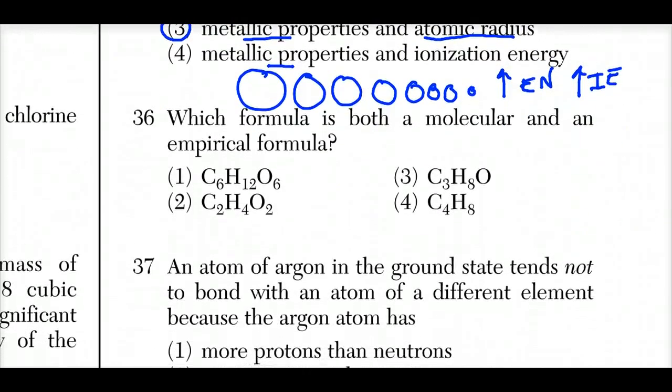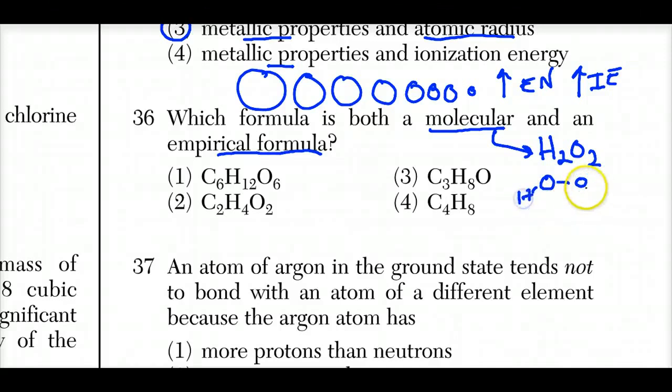Number 36. Which formula is both a molecular, how it exists in nature, and empirical? Empirical is lowest ratio. So for instance, and as an example, hydrogen peroxide, H2O2, that's how it exists in nature. That's the molecule. It's exactly how 2 O's bond together with an H. It's a little bent here because of lone pairs. Okay, it exists as this particle exactly.